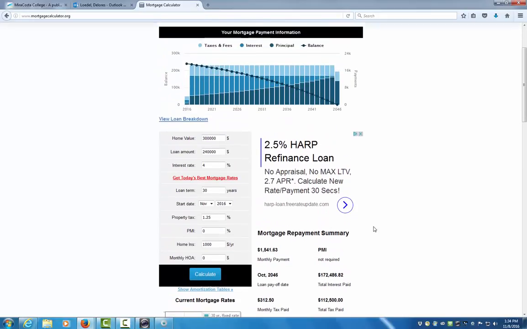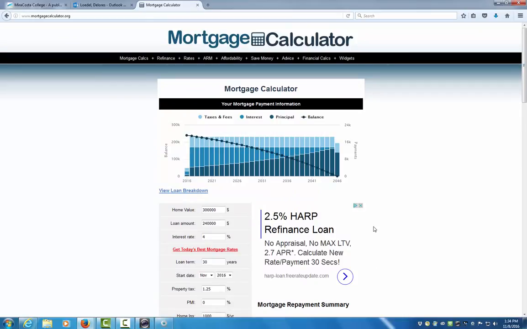So this is a good way to use the mortgagecalculator.org website, and I encourage you to take a look at that and let me know if you have any questions.